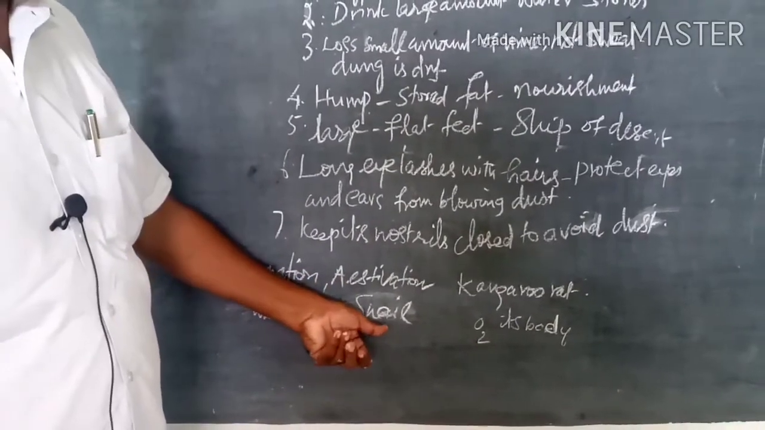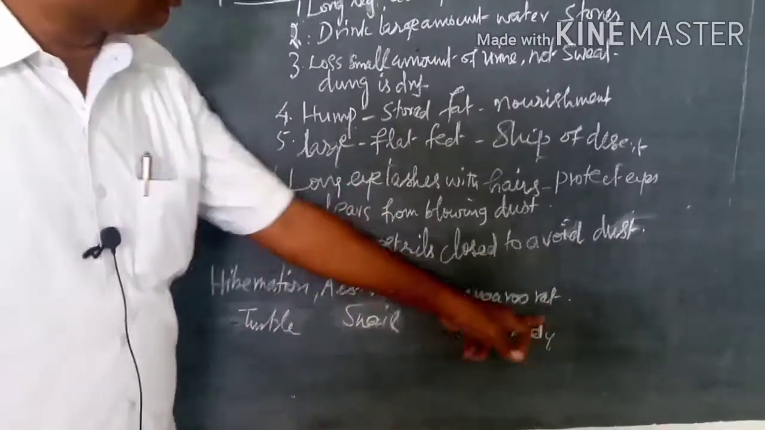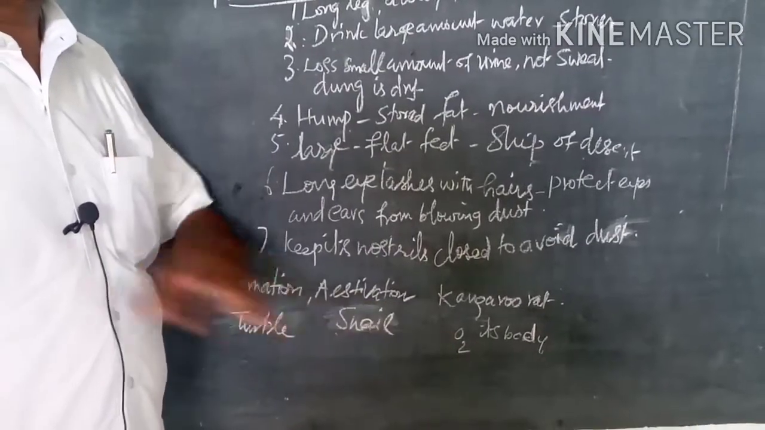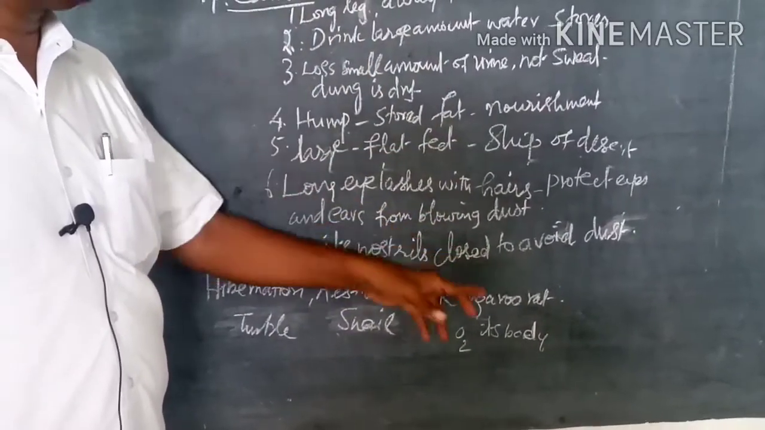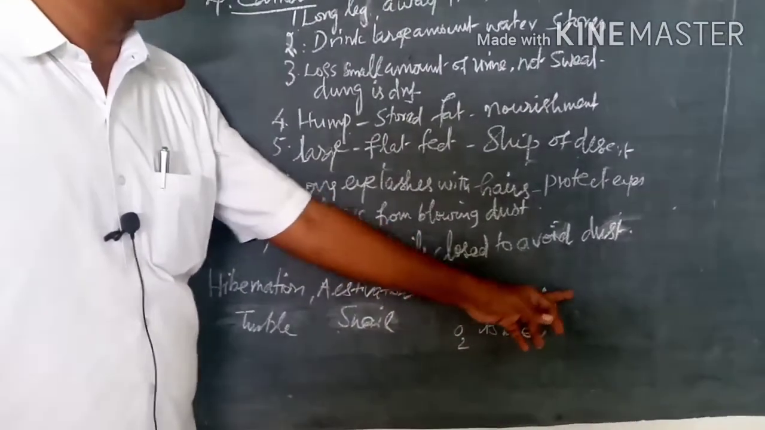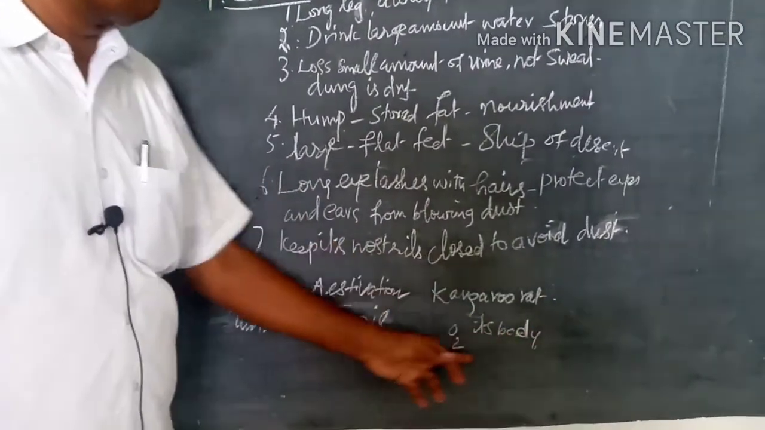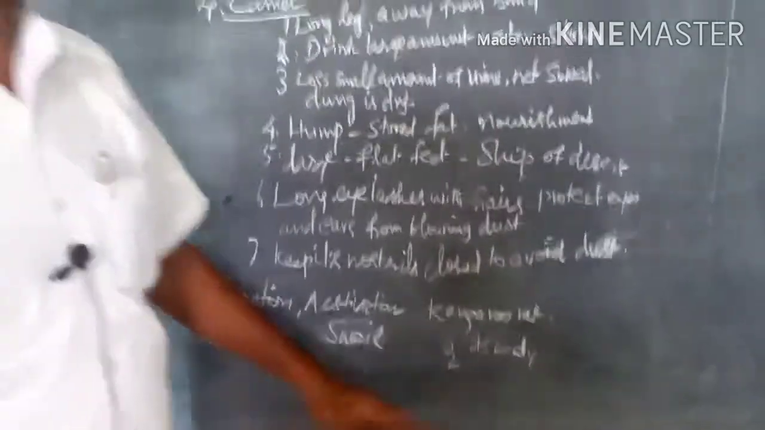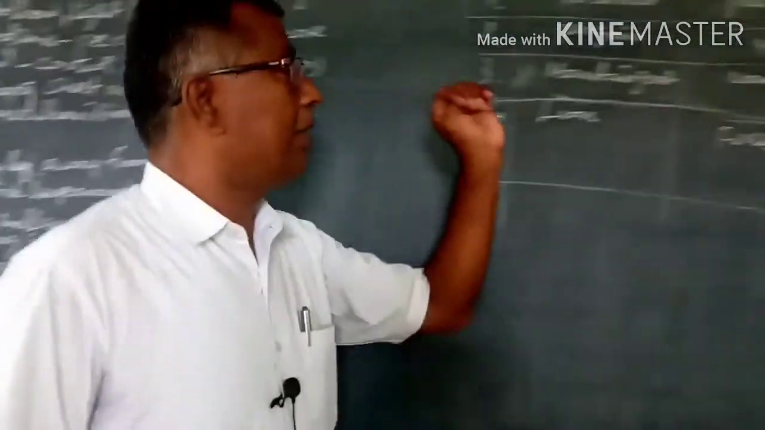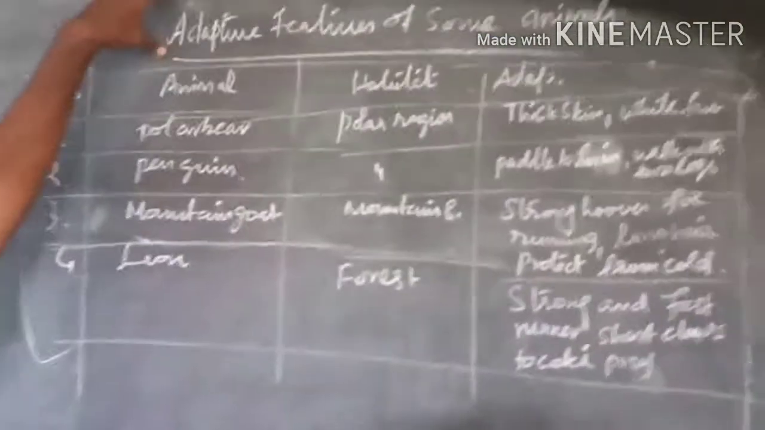The kangaroo rat does not take water from outside. When it respires, it synthesizes water with oxygen. The water is synthesized by the kangaroo rat. Understand? What are the adaptive features of some animals?